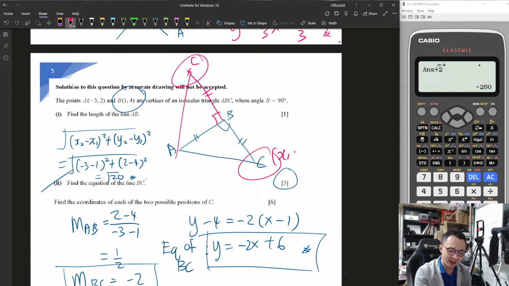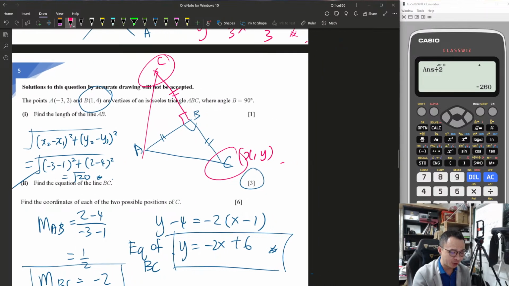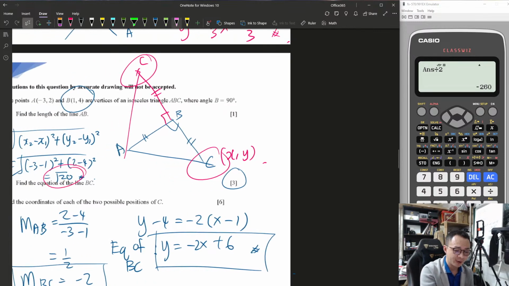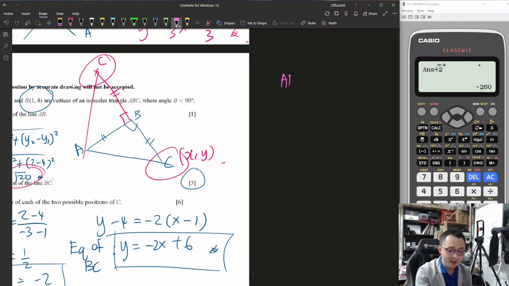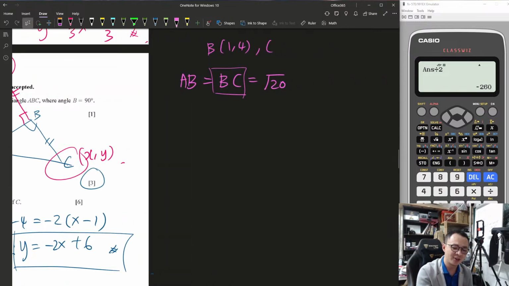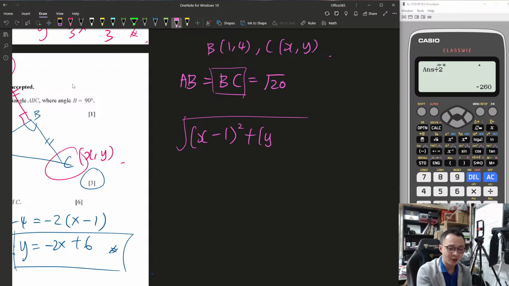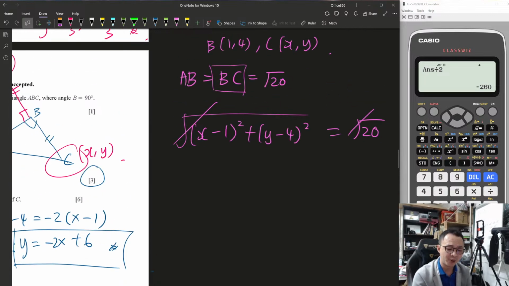All right, so C is unknown. I'm going to give it (x, y), but at least I know the distance BC must be the same as AB, which is square root 20. So I know AB and BC must have the same length, square root 20. I'm going to use the distance BC. Coordinate B is (1, 4), and C I'm going to assume is (x, y). So I use the distance formula: (x minus 1) squared plus (y minus 4) squared equals square root 20. Why do I want to do that? Because I want to find the two possible coordinates of C.